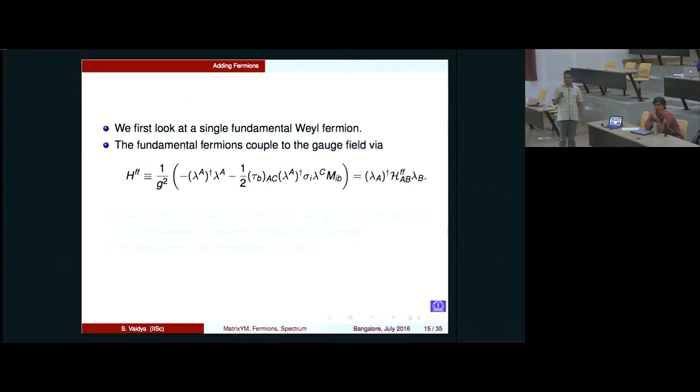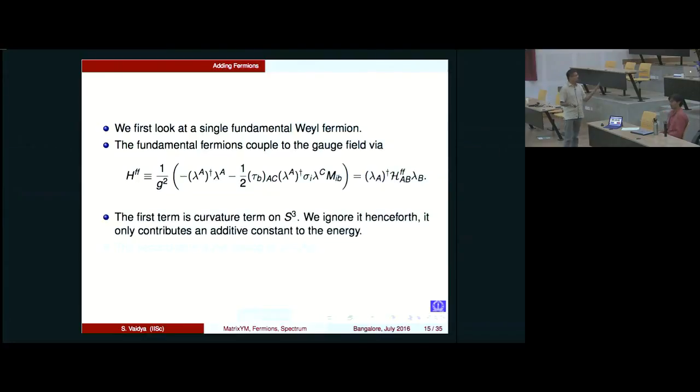The Hamiltonian for the gauge field, so I'm also looking at fermionic configurations that are constant on S3. So the Hamiltonian for the fermions that couple to this gauge field is made up of these two terms. The lambda dagger lambda term simply comes from the curvature term of S3. And the second term, of the form lambda dagger tau sigma lambda multiplying an M, is the analog of psi dagger gamma dot A psi. So this is the Hamiltonian. Again, you just have to go back and look at the standard matrix model on S3, look at the configurations that are independent of the S3 coordinate, and you'll see that this is the Hamiltonian.